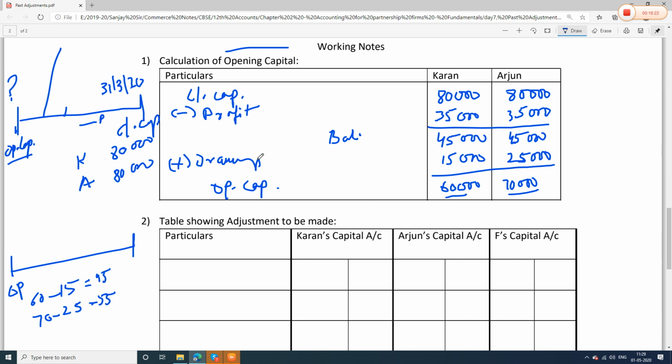Then what happened during the year? They made profit. Profit of how much? 70,000 rupees. That 70,000 is distributed between both of them equally. So we added 35,000 here and 35,000 here. So at the end of the year, their capital became 80,000 each.